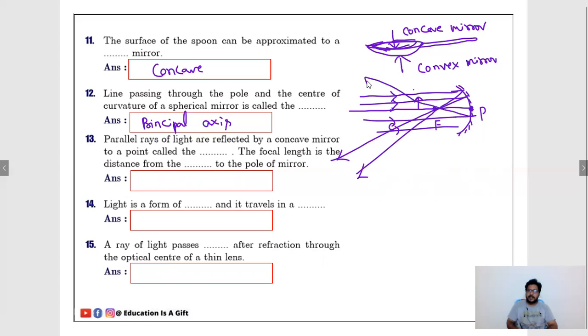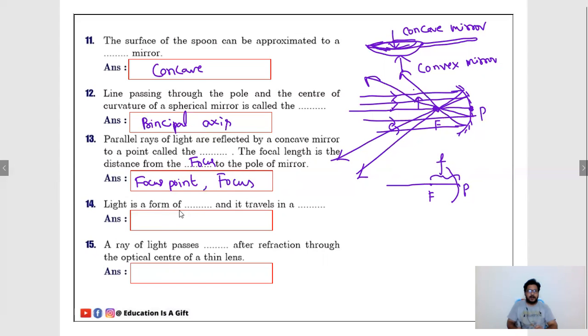This light ray will pass like this, this light ray will pass like this, and this point is known as, parallel rays of light are reflected by a concave mirror to the point called focus point, or simply you can call it as focus. The focal length, what is focal length? You see, this is principal axis, this is pole, and this is focus. Distance from focus to pole of a mirror is known as focal length, f. So the focal length is the distance from focus to the pole. Answer is focus.